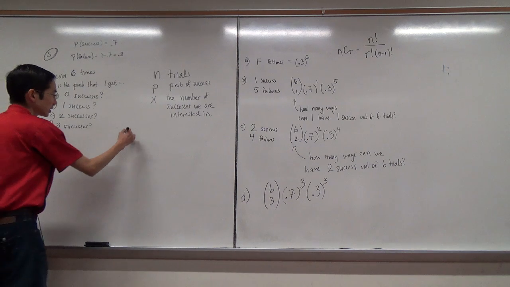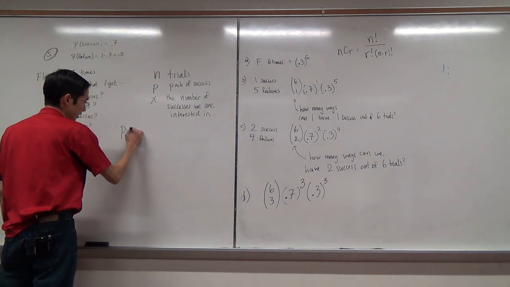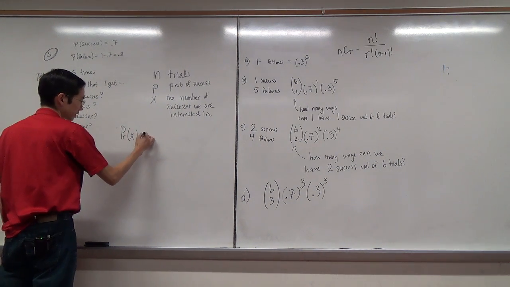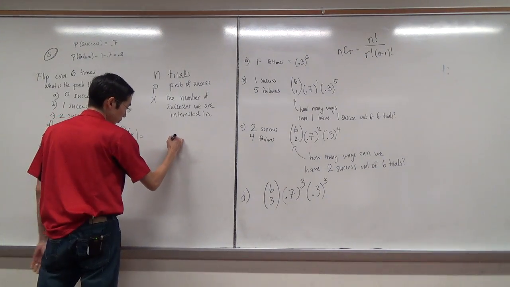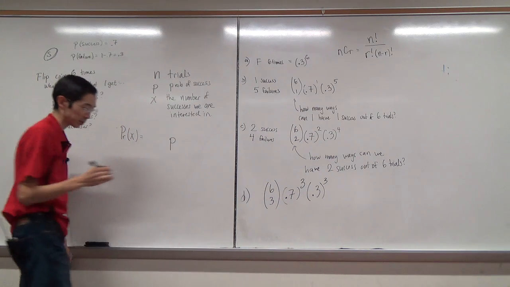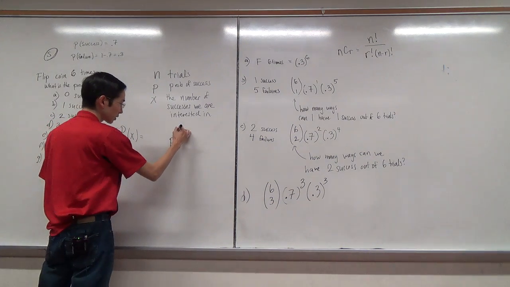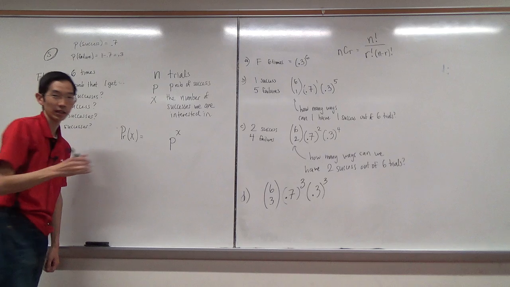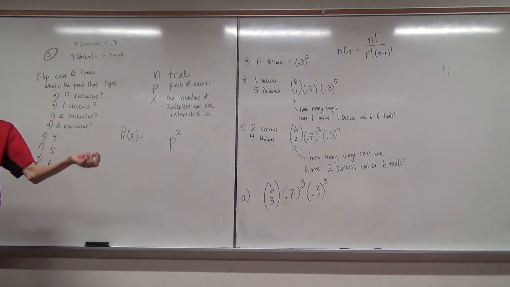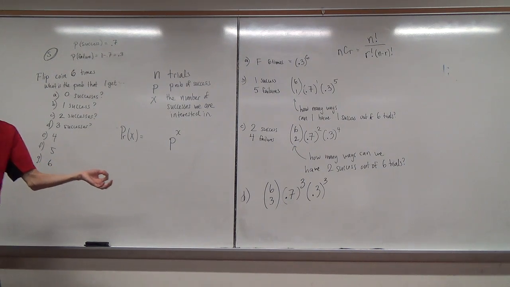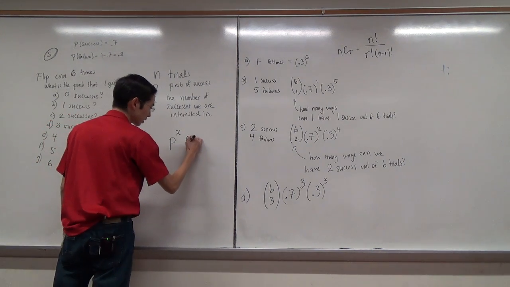So the probability of getting x successes would be equal to the probability of the success, p, raised to the x. It has to happen x times. Okay. What's the probability of a failure on a single coin flip? 1 minus p, right?